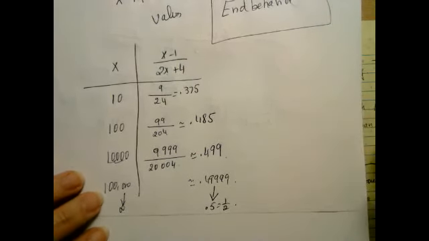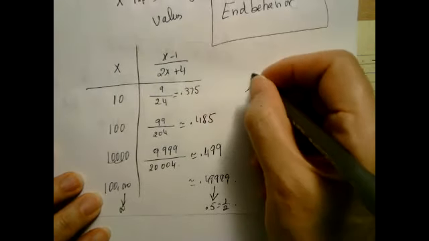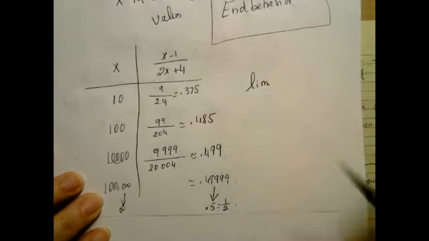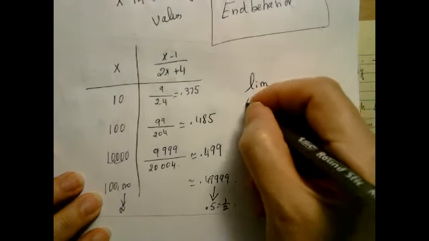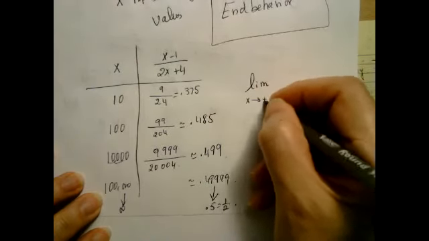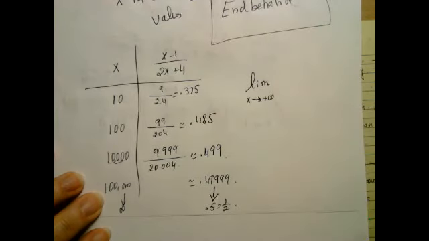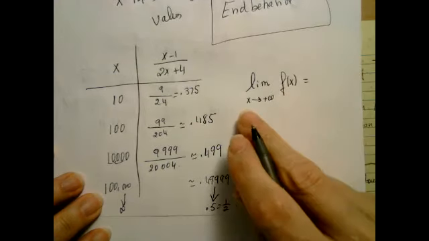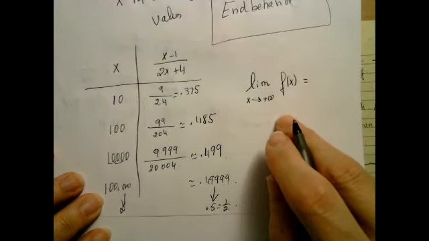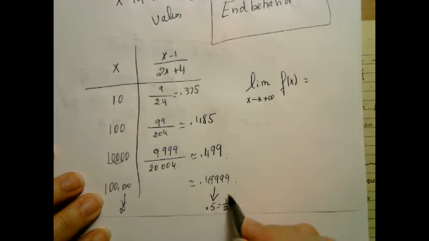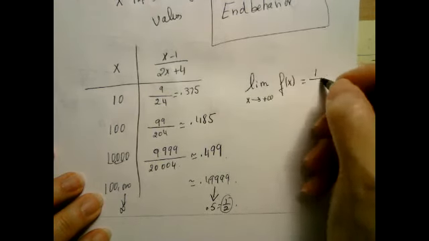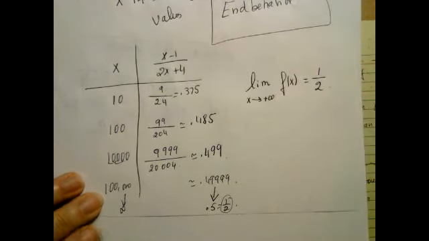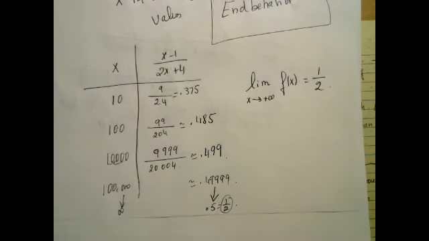So how are we going to write this mathematically, and what's the effect on the graph? It's fair to say that, in limit notation, the limit as x goes to plus infinity of f of x is read as: when x takes larger and larger values, the output values are becoming closer and closer to that. So we say the limit as x goes to plus infinity of f of x is equal to 1/2.